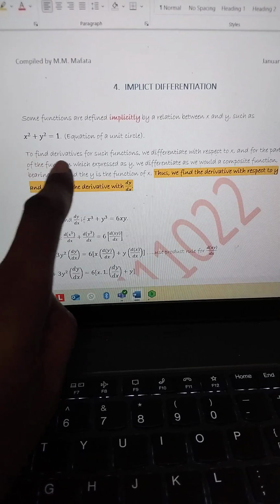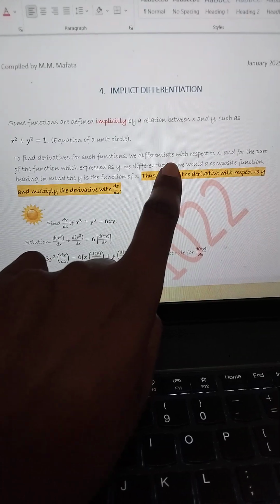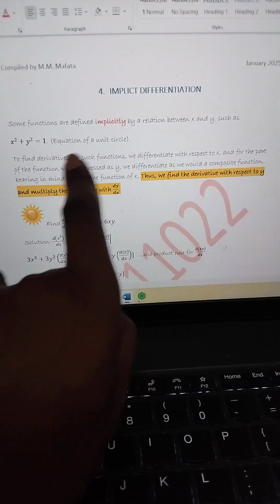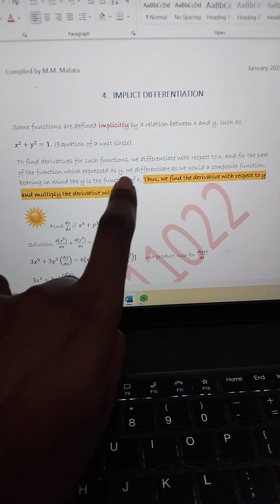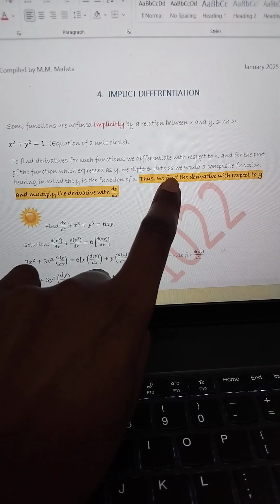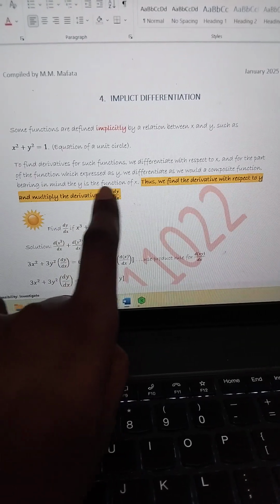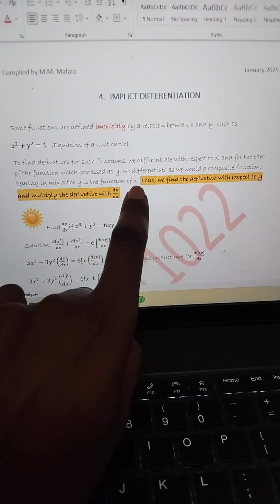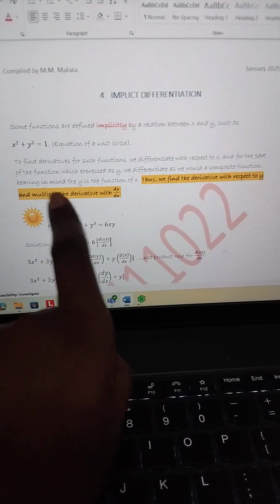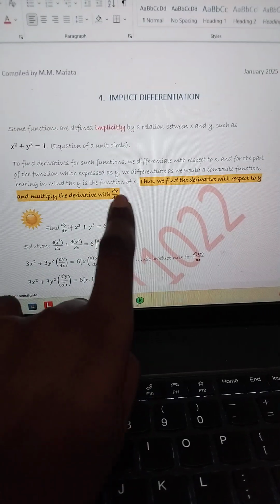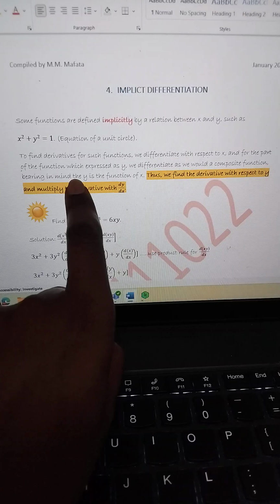Right, so to find derivatives for such functions, we differentiate with respect to x, and for the part of the function which is expressed as y, we differentiate as we would a composite function, bearing in mind that y is a function of x. Thus we find the derivative with respect to y and multiply by dy/dx. We shall see what all this means, okay?